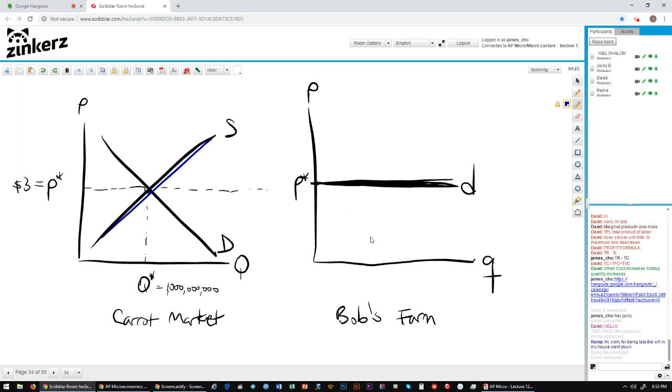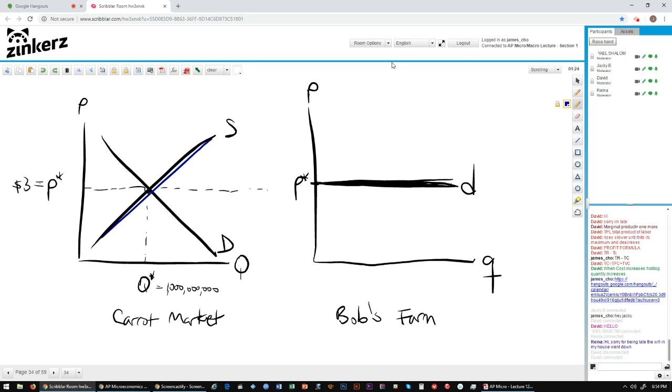On the flip side too, there is no reason for Bob to lower his price at all. He would not want to lower his price to $2, to $2.50, even $2.99. He would not want to sell his carrots for that much. The only reason you would want to lower your price is to sell a little bit more. But at $3 a carrot, you could sell an infinite amount. There's no reason for you to drop the price. So that's what your individual demand curve is going to look like.